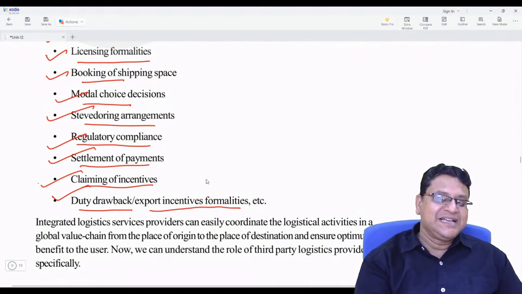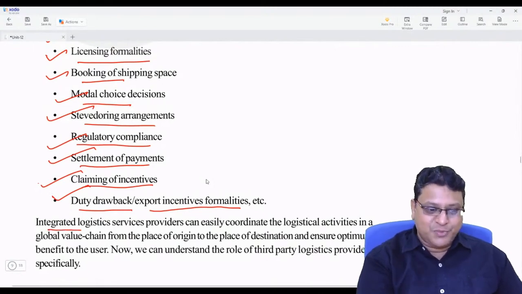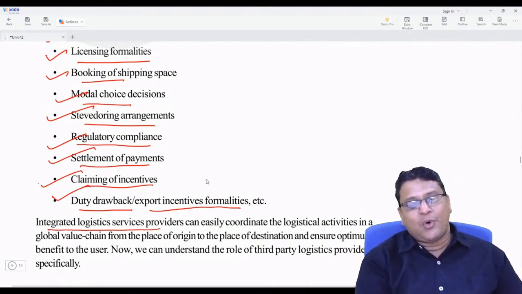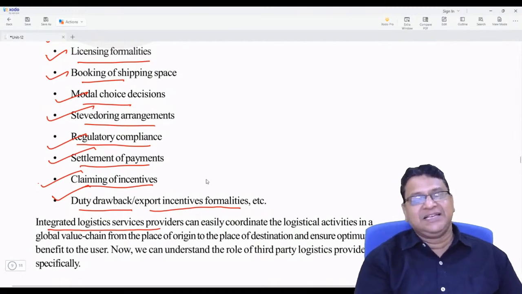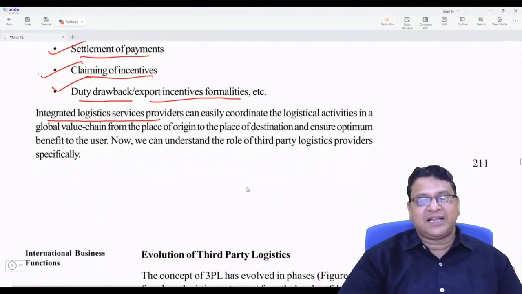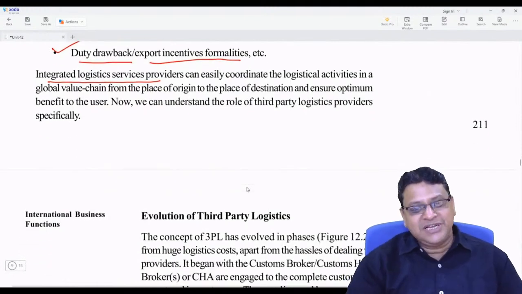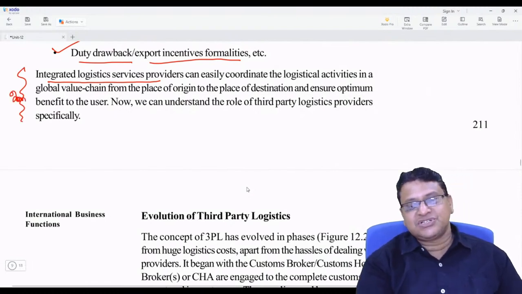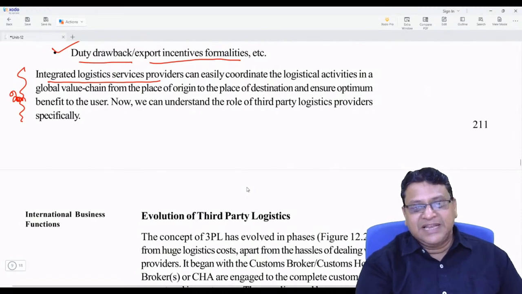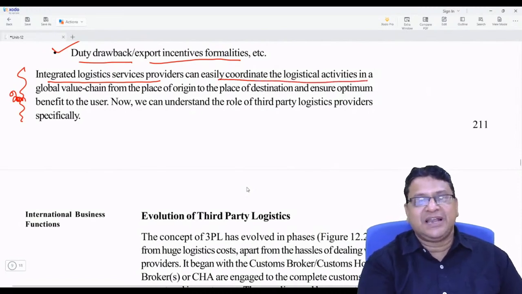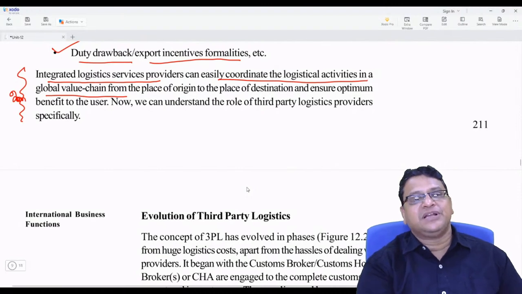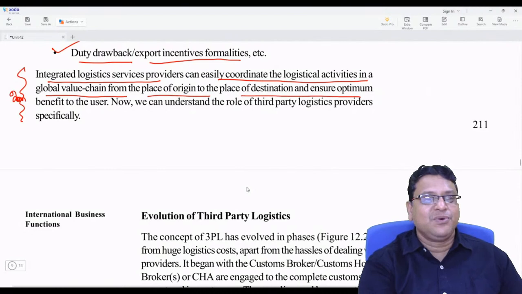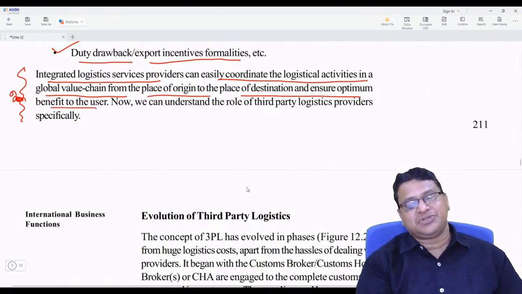That means the integrated logistics service provider does all the activities in the global value chain, starting from point of origin to point of destination. So an integrated logistics service provider or third-party logistics service provider can easily coordinate logistical activities in a global value chain, from the point of origin to the place of destination, and ensure optimum benefit to the user.